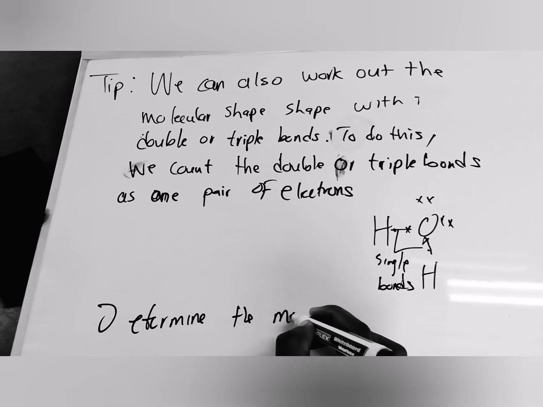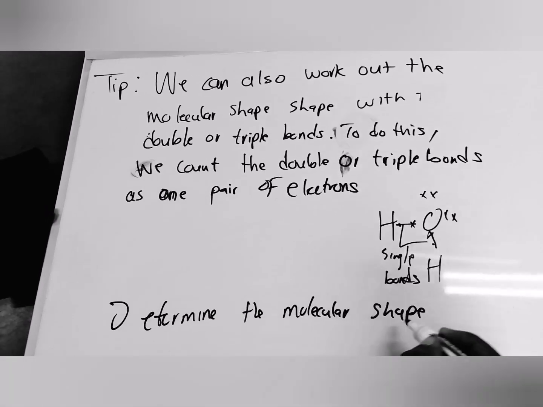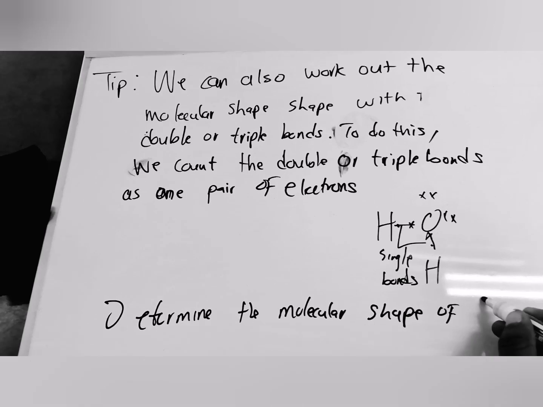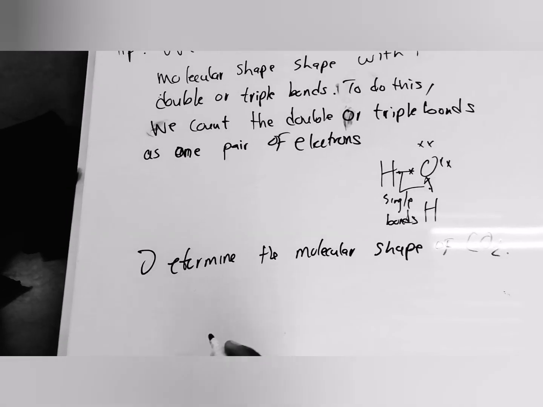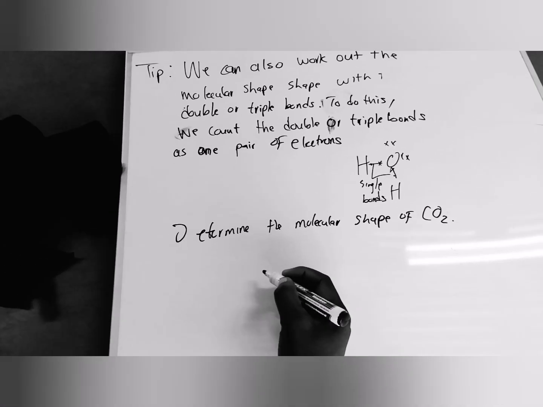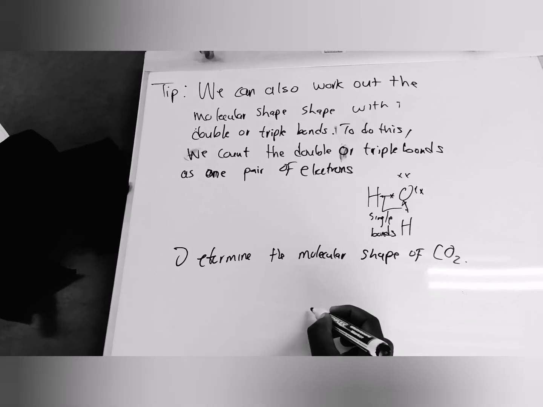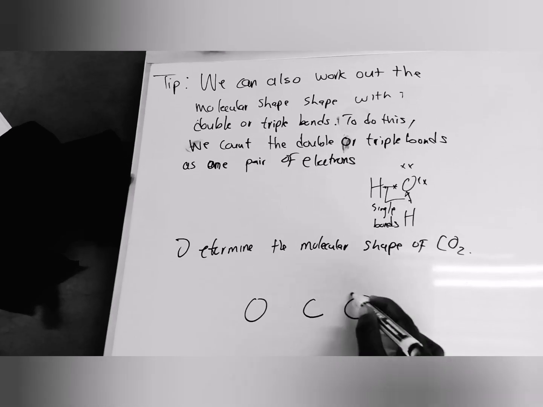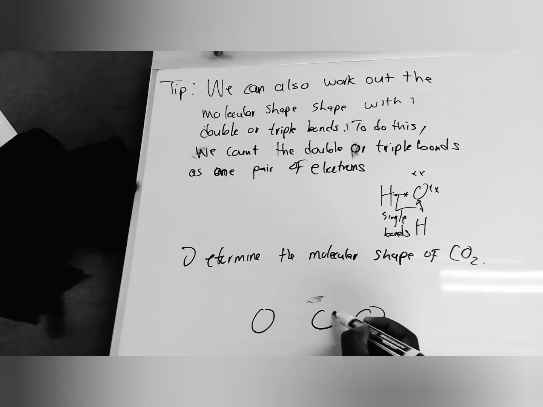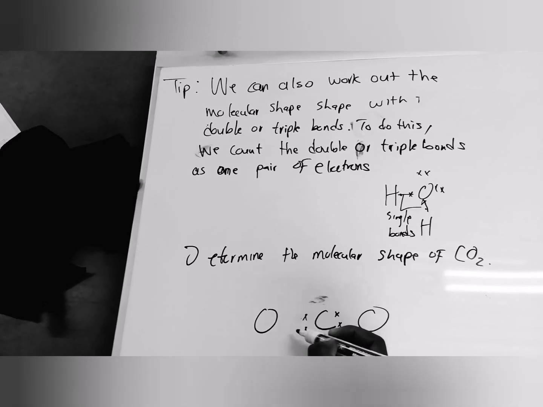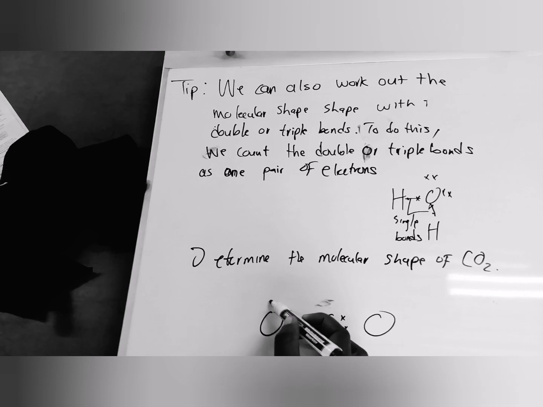So determine the molecular shape of carbon dioxide, CO2. We want to check what type of covalent bond we are going to have when we draw the Lewis structure for carbon dioxide. Since we have 2 oxygen atoms and 1 carbon atom, it means that C is going to be the central atom. Okay, this is how we draw the Lewis structure for CO2, or carbon dioxide.